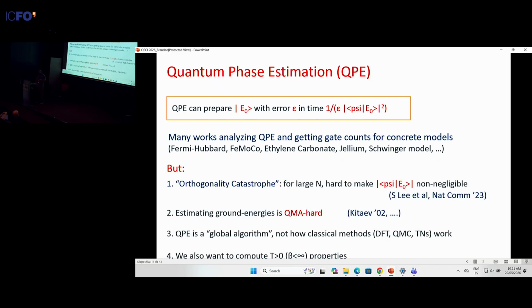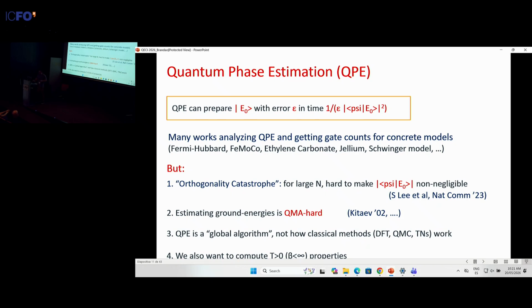But there are some issues with this. The first is what we know in physics as the orthogonality catastrophe. This is just that when n grows, when you have many particles in your system, almost every state will be orthogonal to each other. So you can change the physics very little, and the states will be completely orthogonal, just because the dimension of the Hilbert space is growing exponentially.